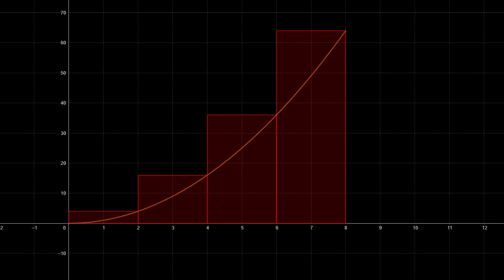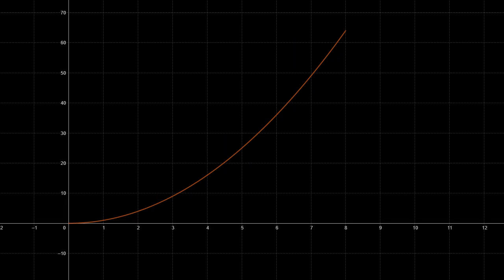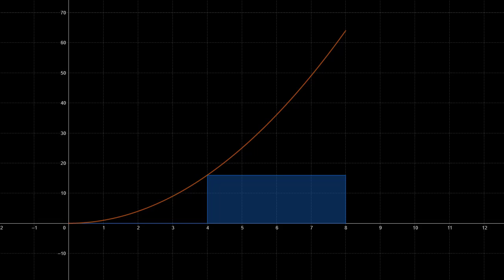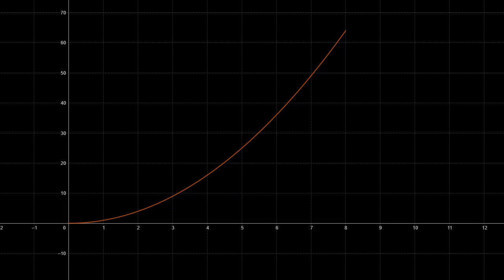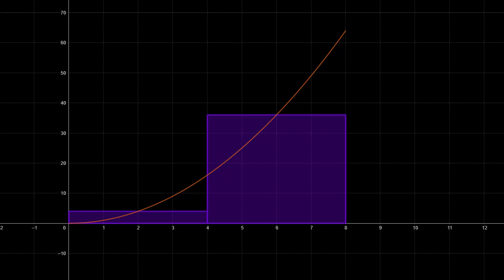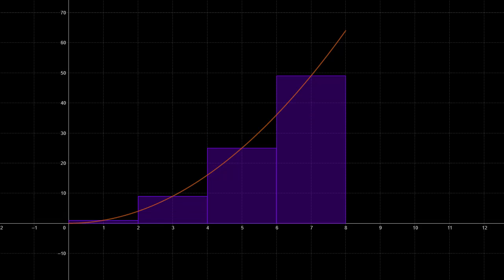Okay. Similarly, if we look at the left-handed and double the number of rectangles to 4, once again, we see a much better, much closer approximation showing up. And then also, if we look at the midpoint and double the number of rectangles, once again, we get a much better representation. And we'll get an even better one when we look at 8 subintervals.